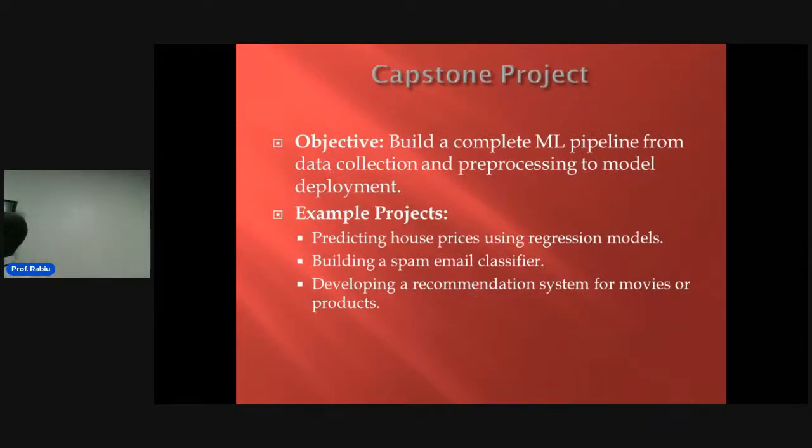So there will be a capstone project. The objective is to build a complete machine learning pipeline, from data collection and pre-processing to model development. Examples of the project could be predicting house prices using a regression analysis model, building a spam filter for email, and deploying a recommendation system for movies or other products.